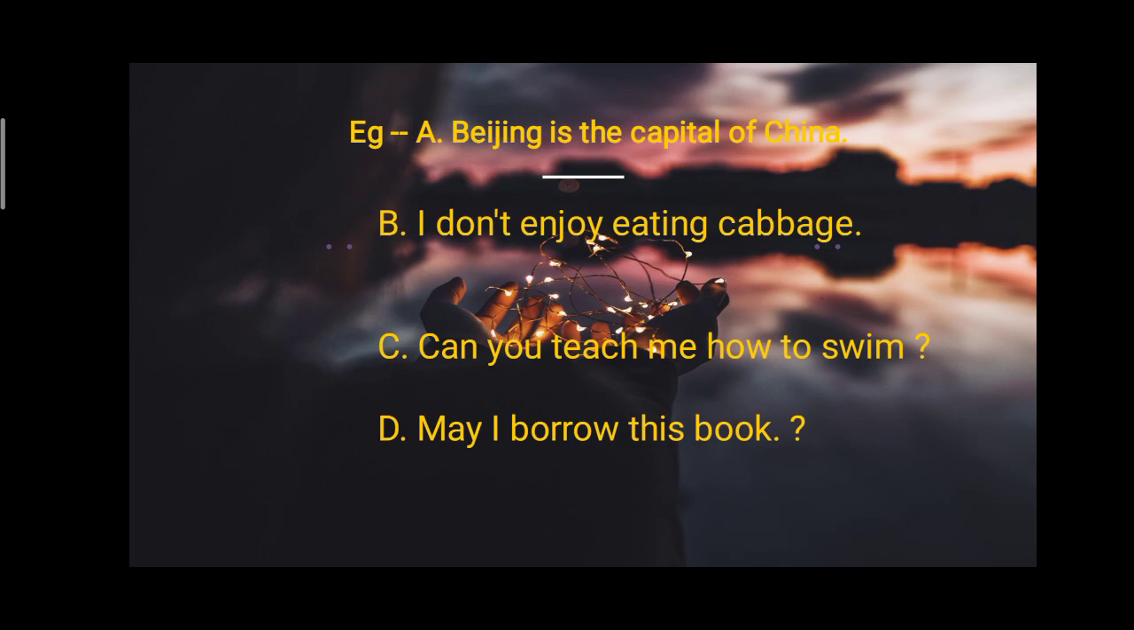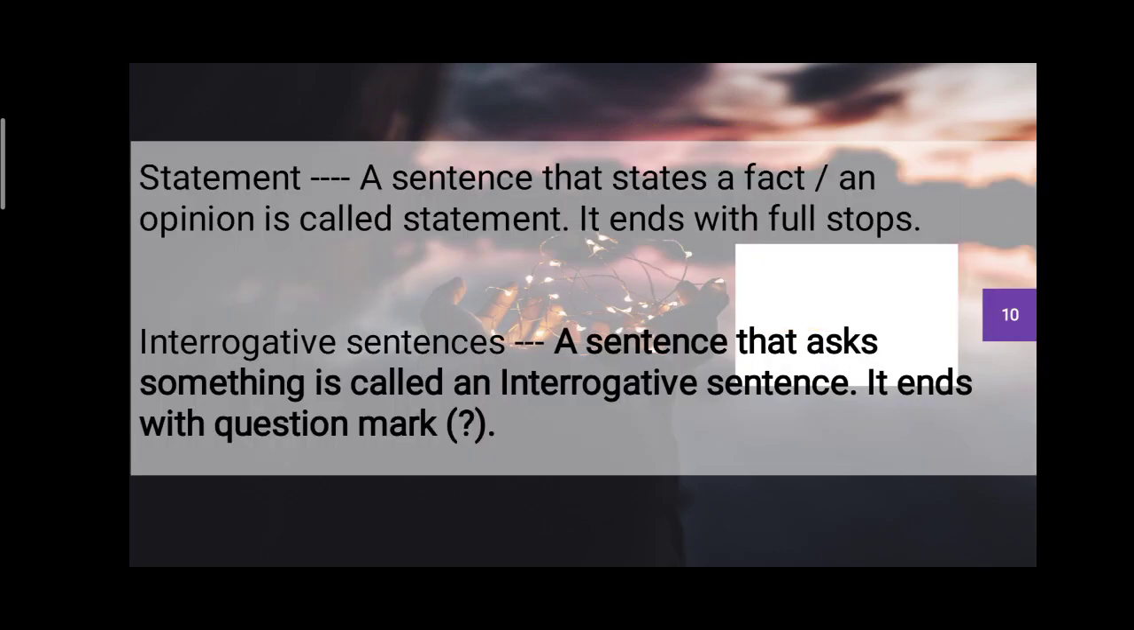You can see the first 2 sentences are just stating a fact, okay? And the next 2 are asking something. They are asking a question. And these 4 examples form the first 2 kinds of sentences, namely statement and interrogative sentences. Now let me give you the definition of these 2 sentences first so that you can understand it properly.